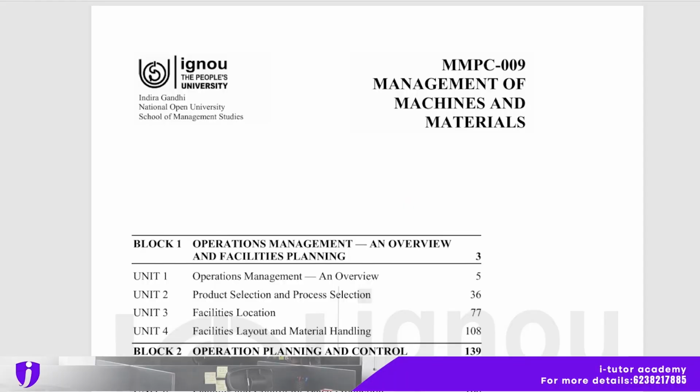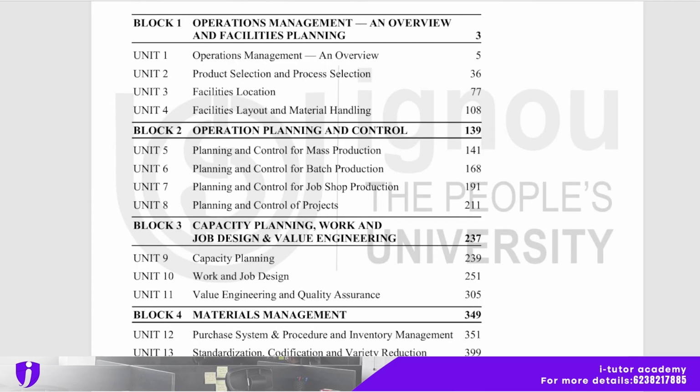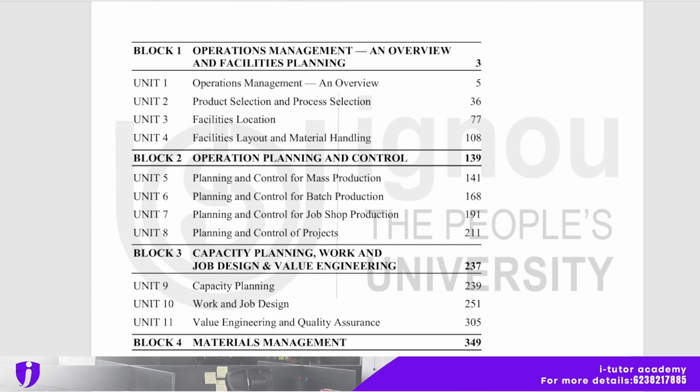In today's session, we will start with a new subject, MMPC 009, that is Management of Machines and Materials. In last week, we already covered MMPC 008, so please refer. And in MMPC 009, there are 4 blocks. So the first block is operation management and overview and facilities planning.